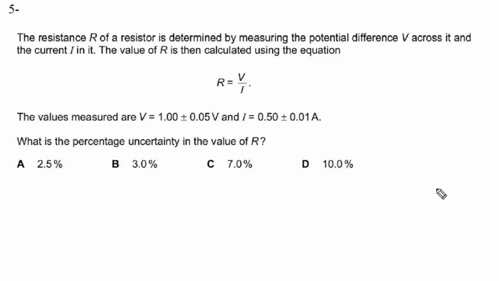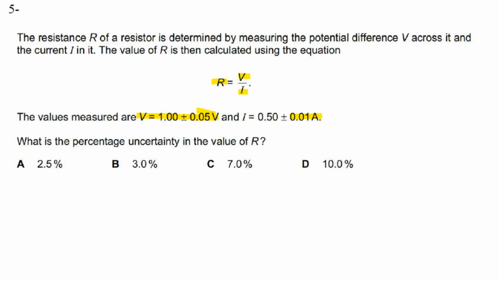Here is our question number 5. Question number 5 is about uncertainties. So let's first understand what is given to us. It is given that resistance is equal to potential difference divided by current. The absolute uncertainty of potential difference is given, and the absolute uncertainty for current is also given: 0.05 volts for potential difference and 0.01 amps for current.